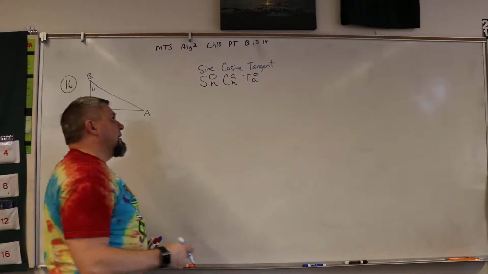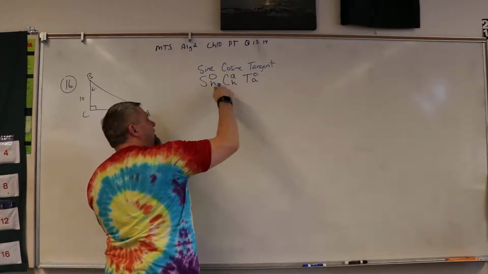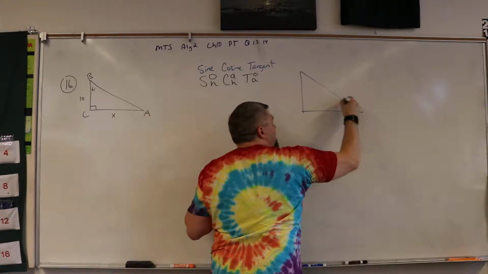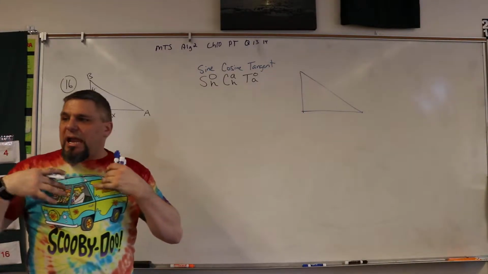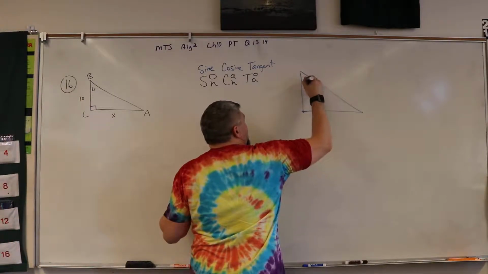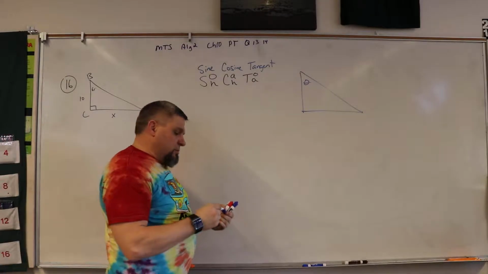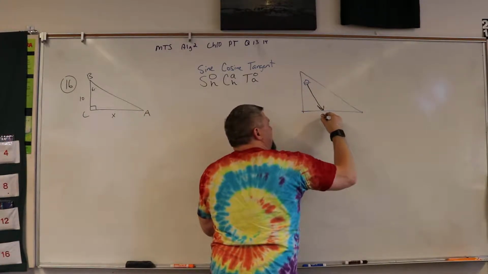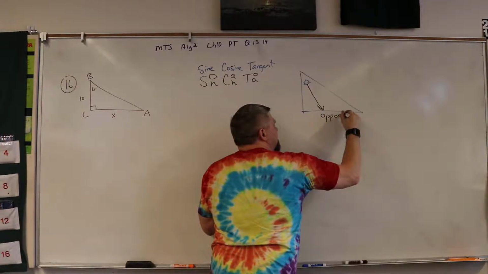And what it is, it's opposite, hypotenuse, adjacent, and it's all relative to whichever angle you're talking about. In this case, we're talking about 61. So theta would be up here. Okay? So if theta's up here, then the opposite will be right here.